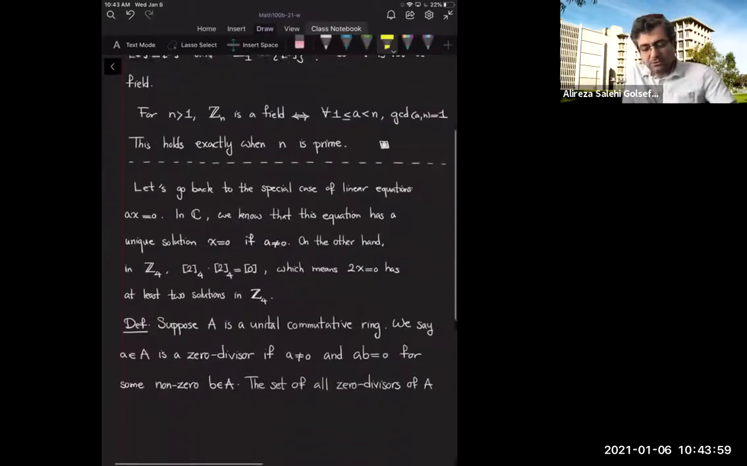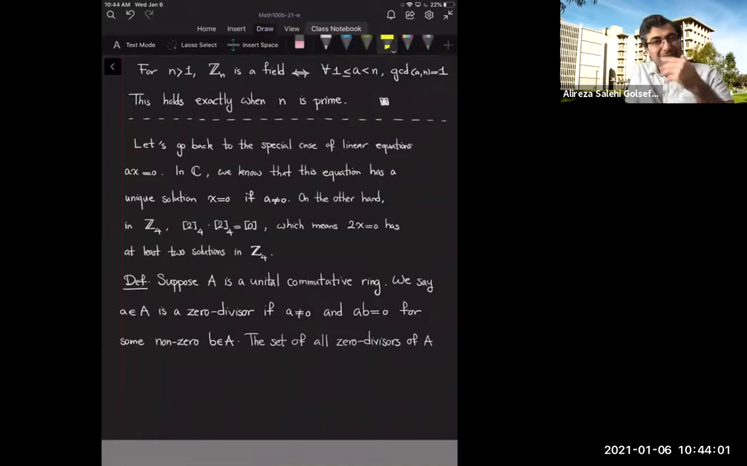Now, let's go back to the linear equation ax equals b, but let's look at a particular one, ax equals 0. So over complex numbers, as soon as a is not 0, it has a unique solution, and that's x equals 0. But in Z sub 4, in Z sub 6, 0 is not the unique solution. In fact, 2 times 2 is 0 in Z sub 4, or 2 times 3 is 0 in Z sub 6.